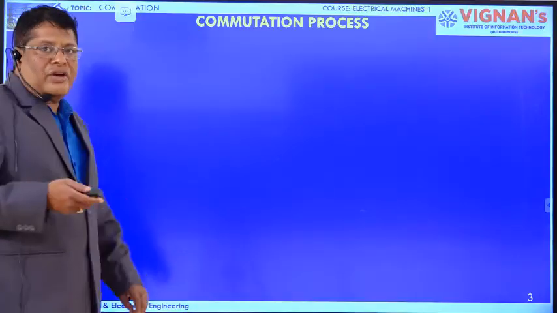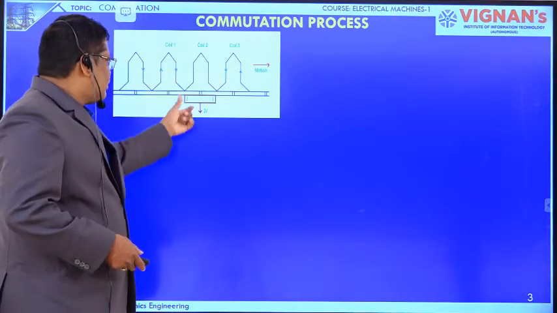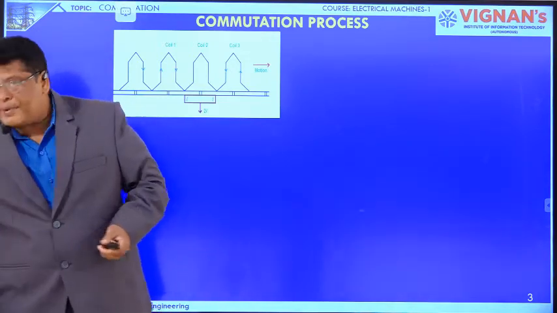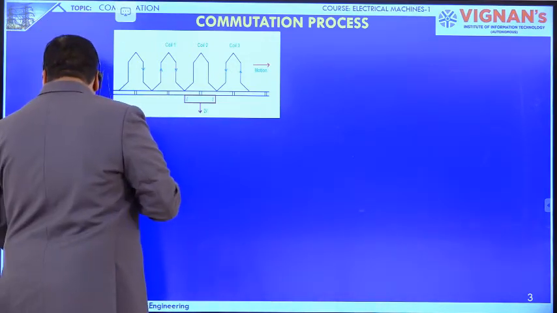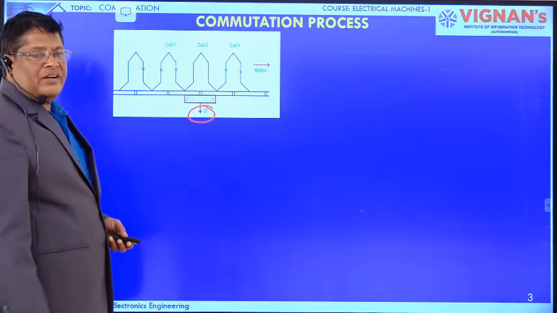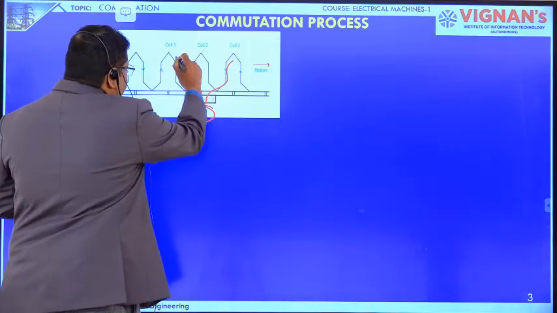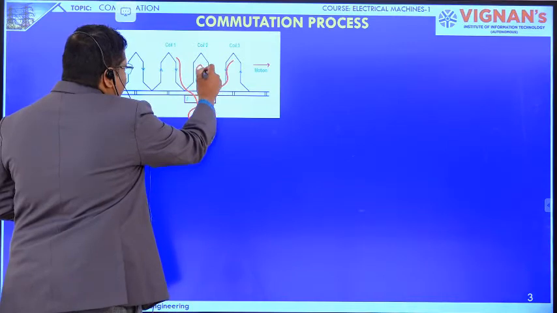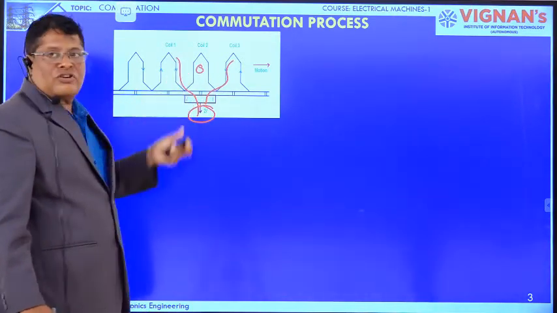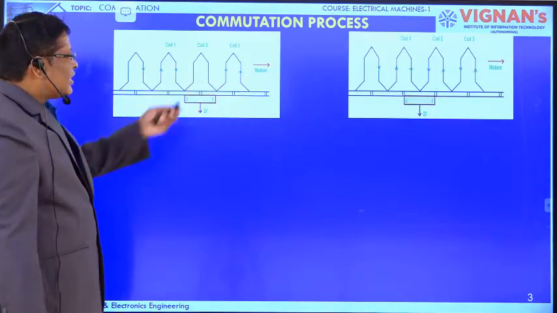Again, the same thing we are going to see here. This is the first case, coil 1, coil 2, coil 3. This is the position of the brush. The load is taking 2I amperes of current. Initially I amperes of current is given here, and the remaining I amperes of current is flowing here. Zero amperes of current is flowing through coil 2 because the brush length is exactly short circuiting coil 2.